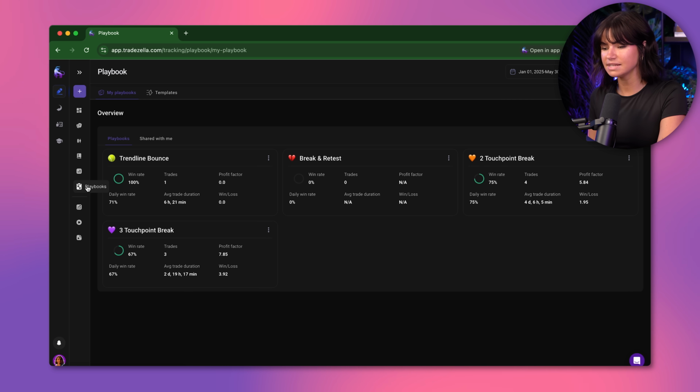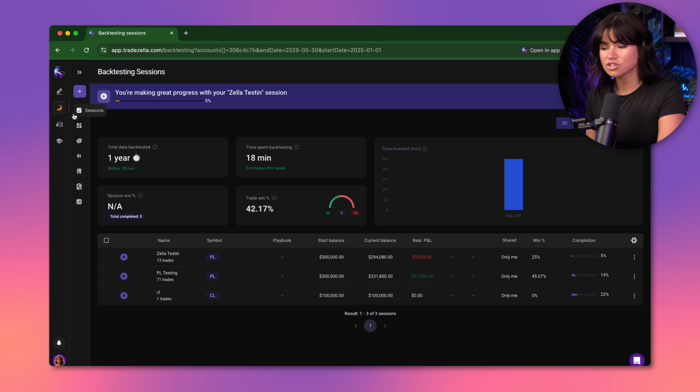Another tool you can use is the playbook feature here. This allows you to test different strategies, like the one we've gone over here, the 3 touchpoint trendline break. Test it, see if it works. We've got something called a trendline bounce, a break and retest, a 2 touchpoint trendline break. This is also a place where you can do backtesting like what we went over earlier.